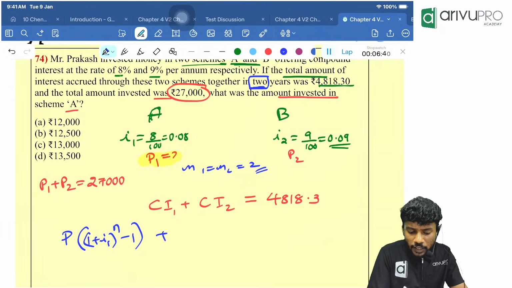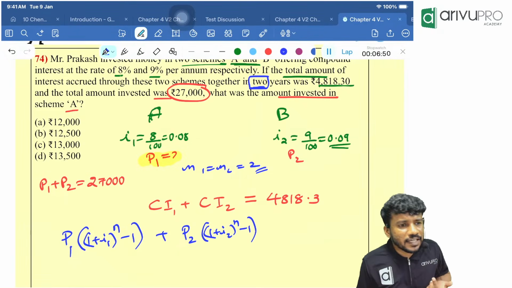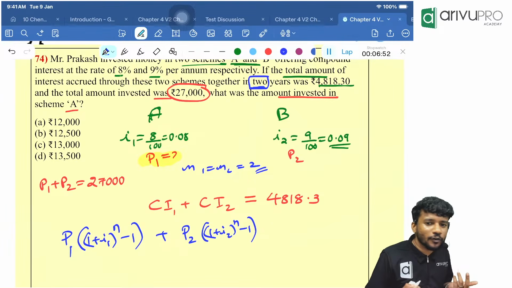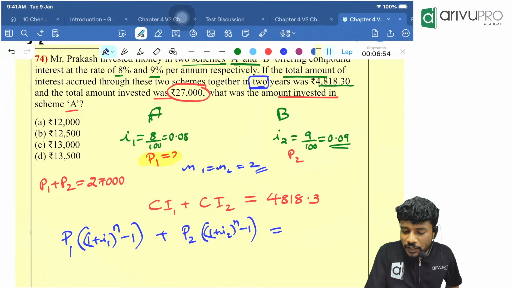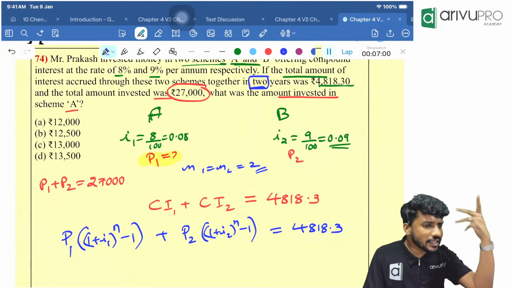Plus, how will I write for the second case? P2 into 1 plus I2 the whole power n minus 1. Why did I not change the value of n? Because the time period is same for both the schemes, which is equal to 4818.3.